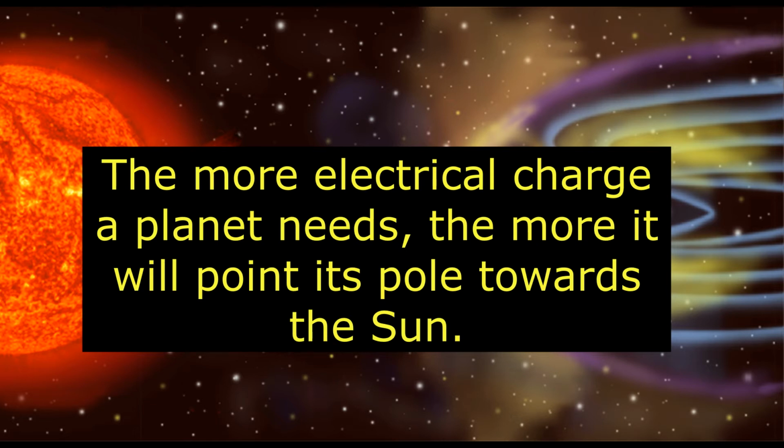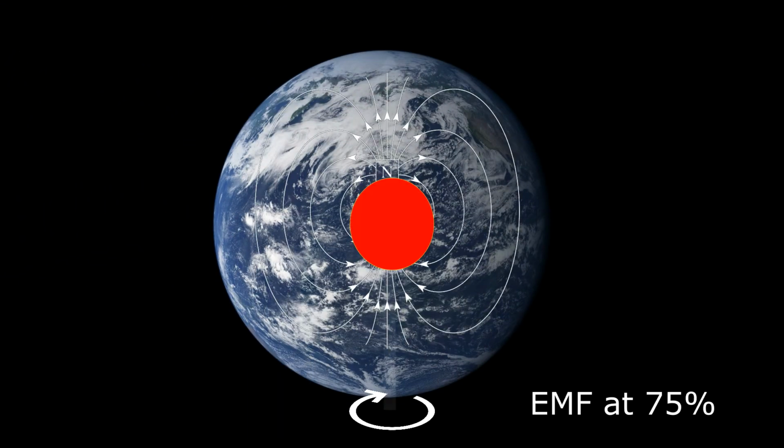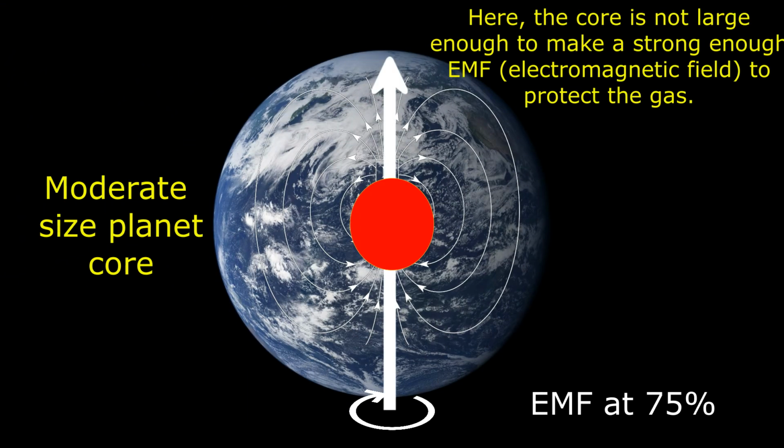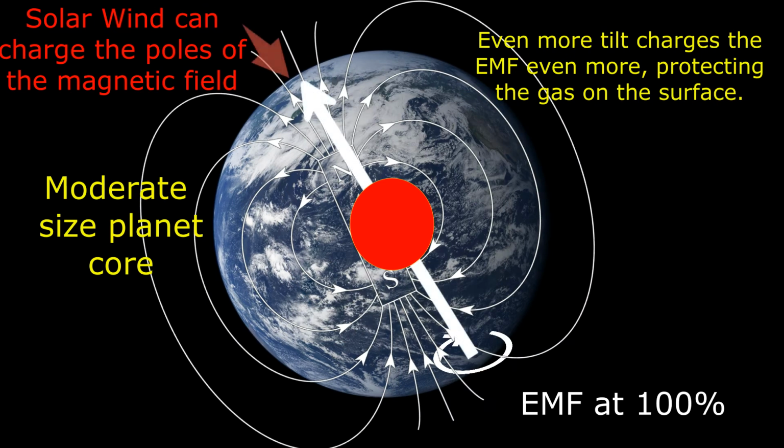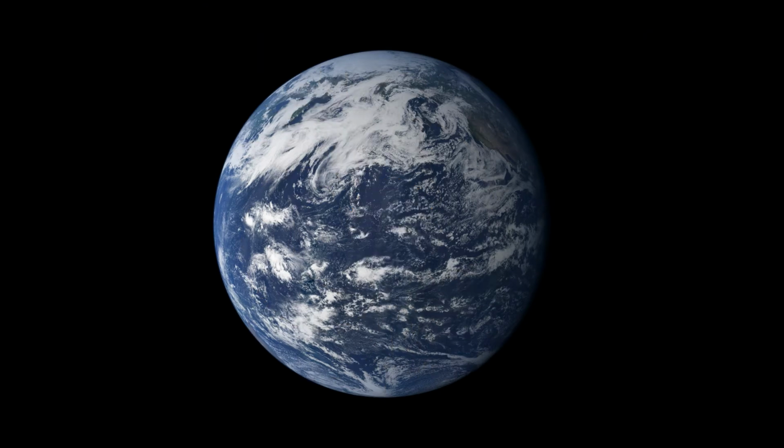So the smaller the core, the more the tilt. The bigger the core, the less the tilt. Here's an example using Earth. The core is not quite big enough to make a magnetic field to protect everybody. But as it tilts, the magnetic field gets longer, or bigger I should say, and now it's able to protect itself from the wind from the sun, the solar wind. And the atmosphere stays with the planet.